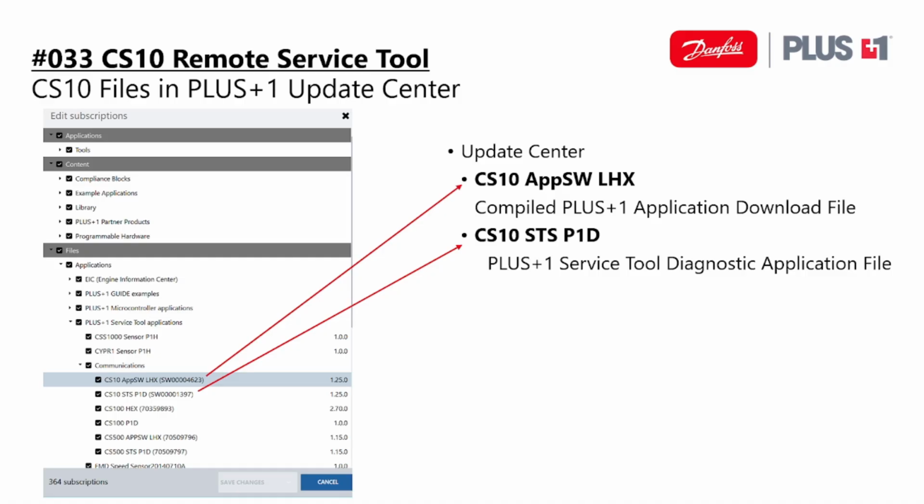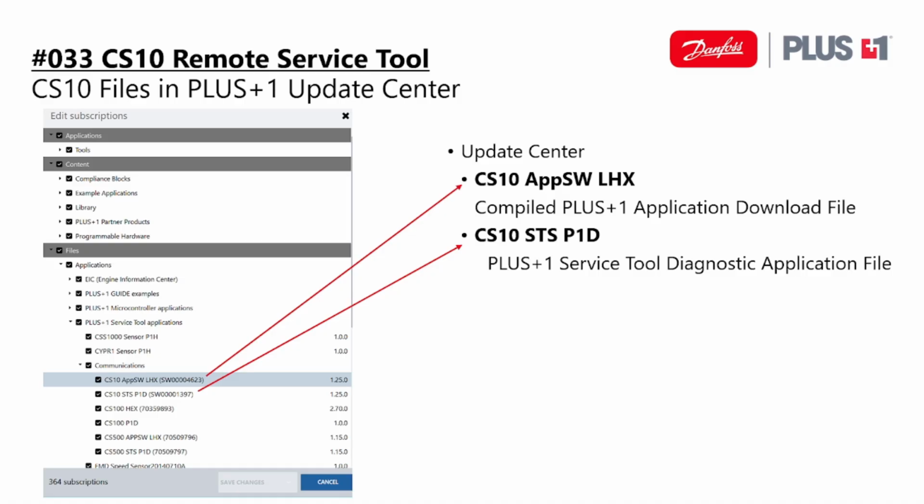An .lhx file is a compiled PLUS+1 application download file. This is the file that can be compiled from the PLUS+1 GUIDE project and then downloaded to a PLUS+1 controller using the PLUS+1 service tool. The P1D file is the PLUS+1 service tool diagnostic application file used in PLUS+1 service tool to read and write parameters with a pre-configured diagnostic interface for the CS10 device.